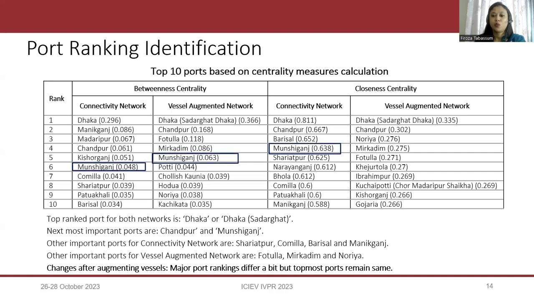top 10. If we want to check which ports are present within the top 10 of both centrality measures, then for the connectivity network they are Shariatpur, Comilla, Barishal, and Manikganj. And for the vessel augmented network, Fatullah, Mirkadim, and Noria. If we compare the port ranking between the connectivity and vessel augmented networks, we can say that though the major port rankings differ a bit, the topmost ports like Dhaka, Chandpur, and Munshiganj remain the same.